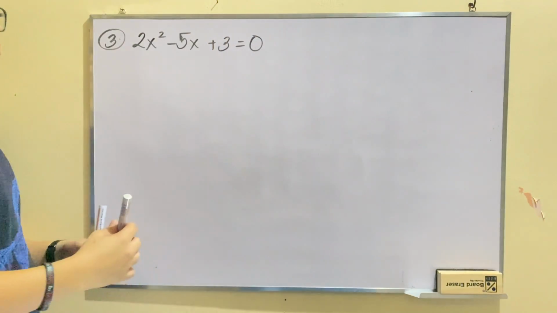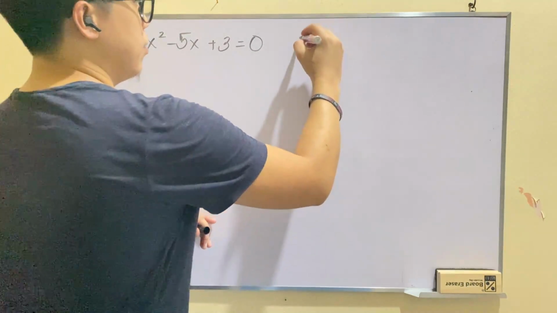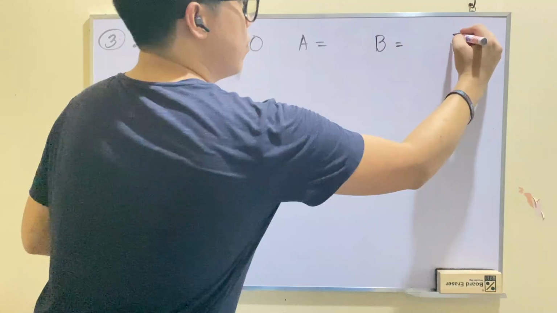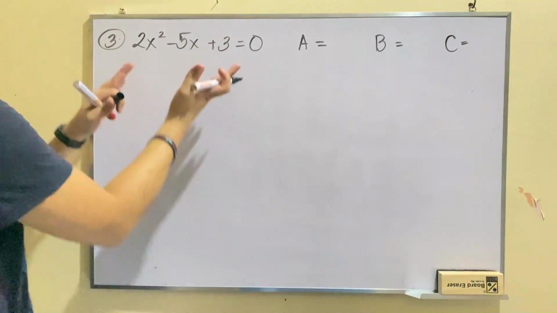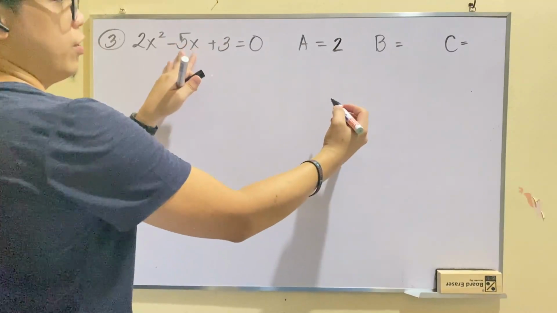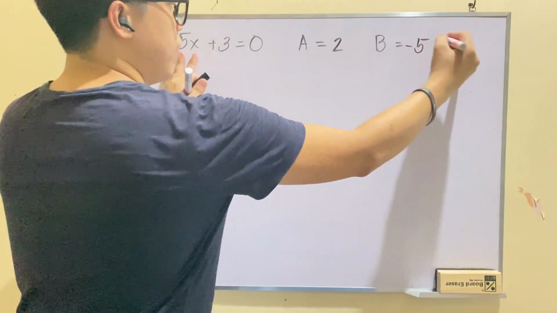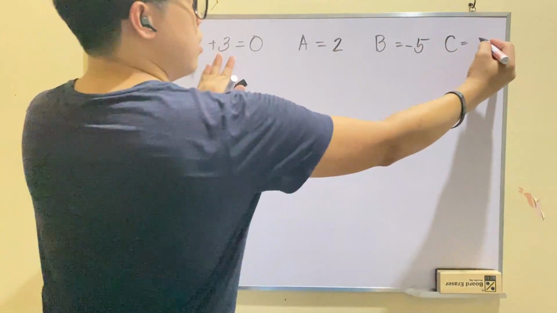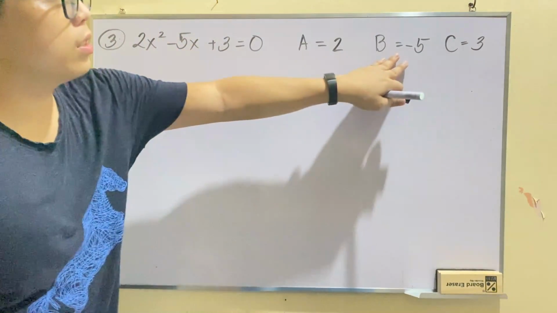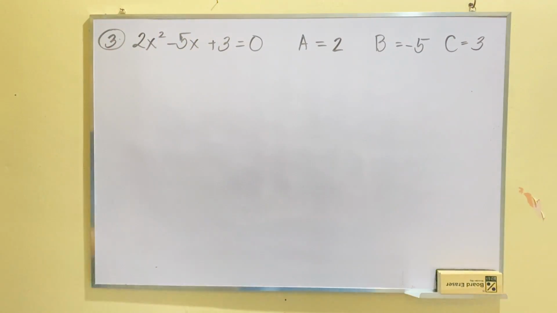First step, of course, hanapin natin ang value ni A, value ni B, and value ni C. Based on the quadratic equation, anong value ni A? It is 2. Value ni B, negative 5. And value ni C is positive 3. Huwag kakalimutan yung negative 5 sa ating B.